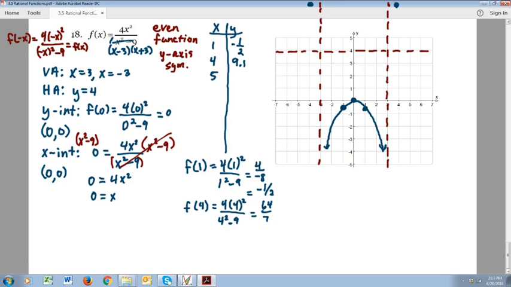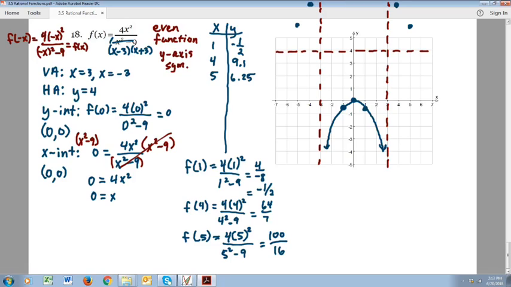And so now let's plug in 5. f of 5 is 4 times 5 squared over 5 squared minus 9. 4 times 25, that's 100. 25 minus 9 in the denominator, that's 16. So we're going to get 100 over 16, and if you divide that, you'll see it's about 6.25. Actually, that's exact. That's 6 1/4. So at 5, we're about right there. And again, we have symmetry here, so we know on the opposite side of the y-axis, we also have a point at negative 5, 6.25.